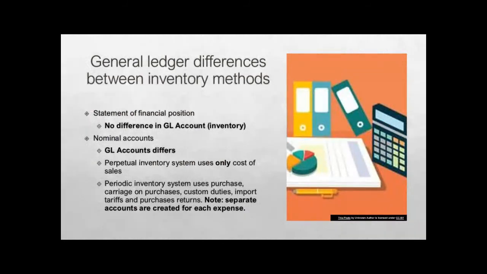And then for the general ledger ones, the statement of financial position. So your inventory, there will be a trading inventory account under both of these systems. Where the difference comes in is under your nominal accounts. Under the perpetual, you only have a cost of sales, whereas under the periodic, you will have your purchases, carriage on purchases, custom duties, import tariffs, and purchase returns as the accounts. And that's also how you will know the difference between what type of inventory system you are busy with.